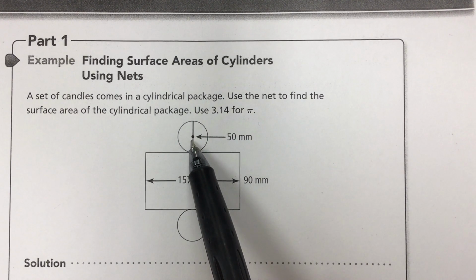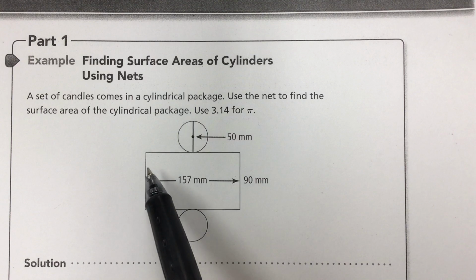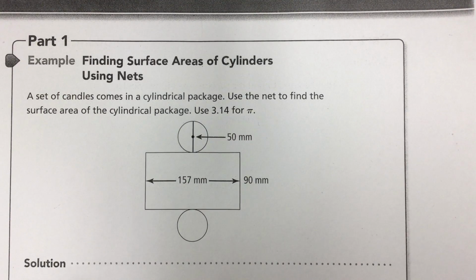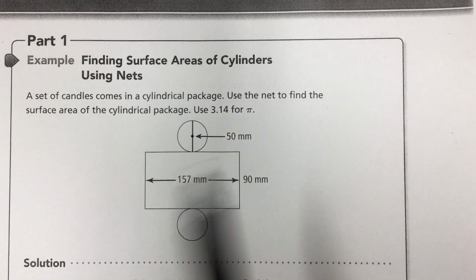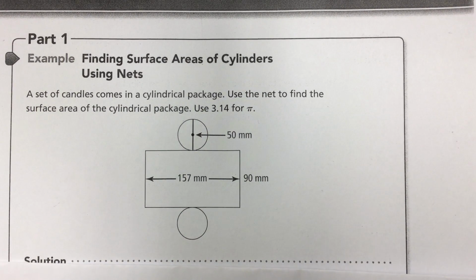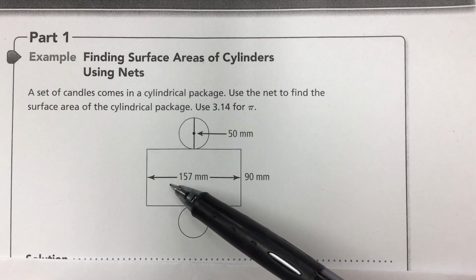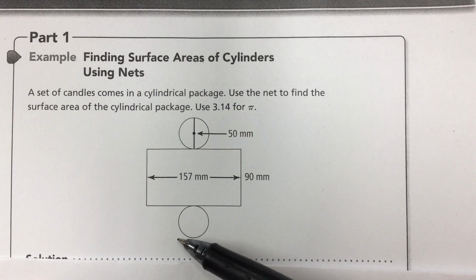You see we have a circle here. This was our circle on top. This is our circle on bottom, and the two bases are the same size. And then the outside of the cylinder would form the rectangle. So we're going to use the net to find the surface area. Surface area is finding the area of all three parts.